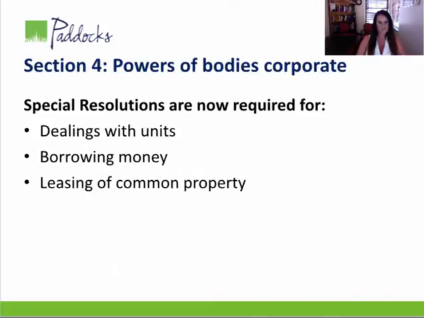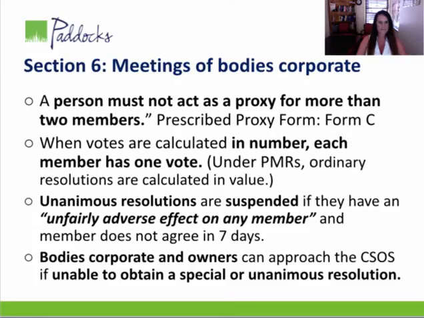the CSOS. Section 4 deals with the powers of the body corporate. Special resolutions are now required for dealings with units, for example, to purchase, acquire, take or give transfer, mortgage, sell, hire or let units. Also the borrowing of money, with the additional requirement that it must be required in the performance of its functions or the exercise of its powers. And then also leasing portions of the common property in terms of short-term lease, which is basically a lease for less than 10 years. Section 6 deals with meetings of body corporate.